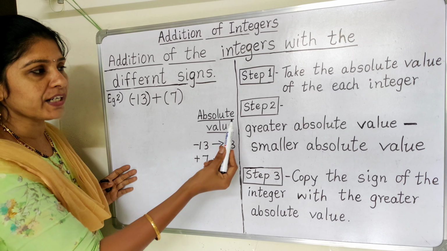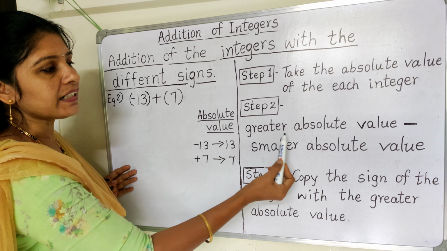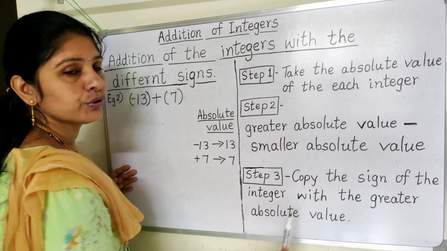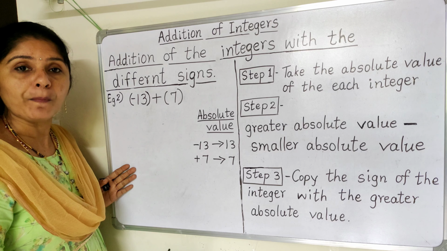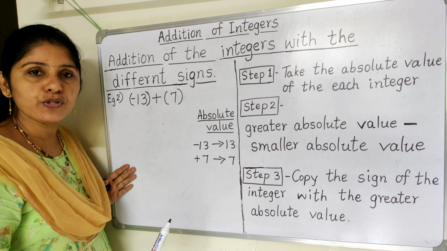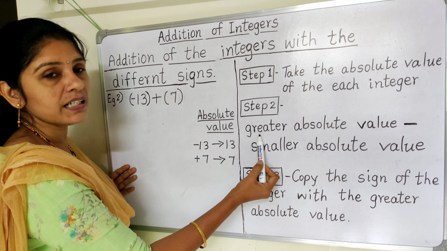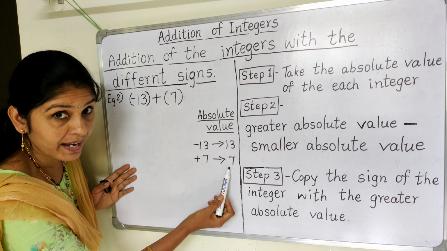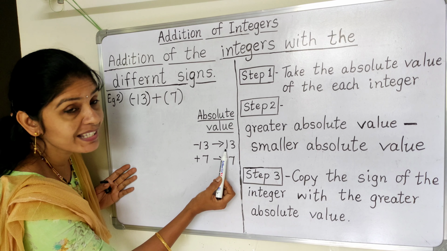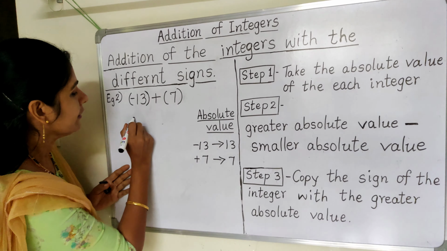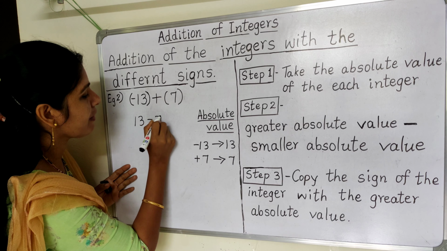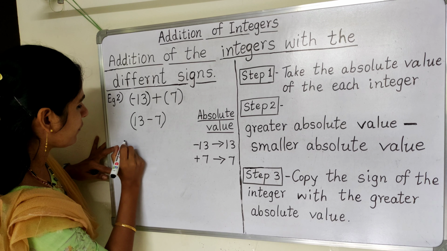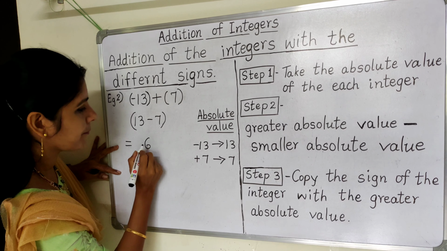Now move according to step 2. Greater absolute value minus smaller absolute value. It means we have to subtract the smaller absolute value from the greater absolute value. Here the smaller absolute value is 7 and the greater absolute value is 13. So 13 minus 7, put it in the bracket, is equal to 6.